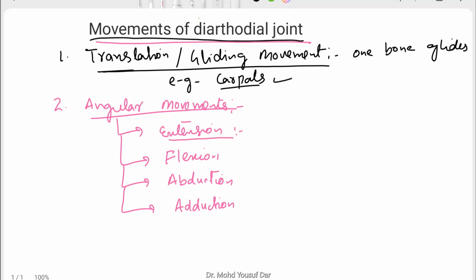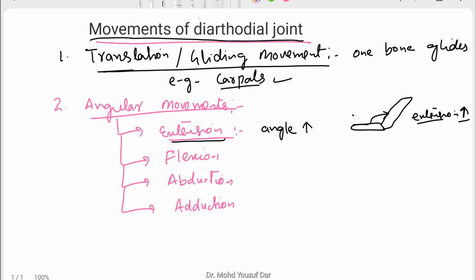In extension, the angle between the two bones increases. That is known as extension. So suppose this is one bone, this is another bone. Here when the angle between the two bones increases, that is known as extension. And when the angle between the two bones decreases, it is known as flexion. So here now the angle decreases, it is known as flexion.